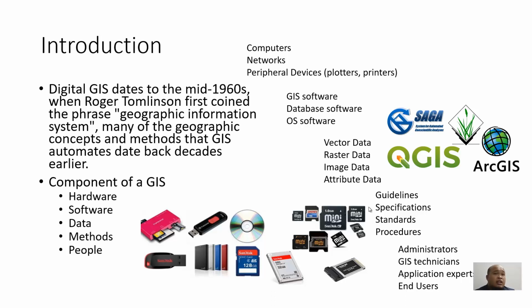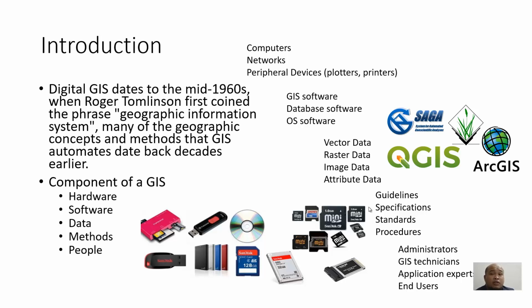And the third one is peripheral devices, which are the plotters or printers. Plotters are actually the bigger version of printers. They can print up to A1, A0 size, not just A4 like printers or A5 like typical printers do.